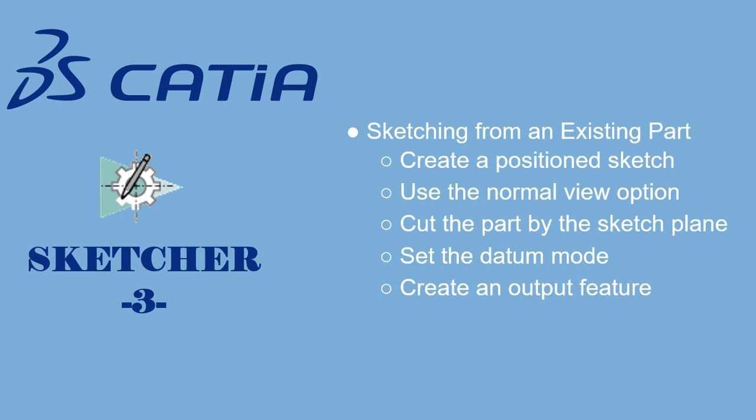Create a position sketch. Use the normal view option. Cut the part by the sketch plane. Set the datum mode. Create an output feature.